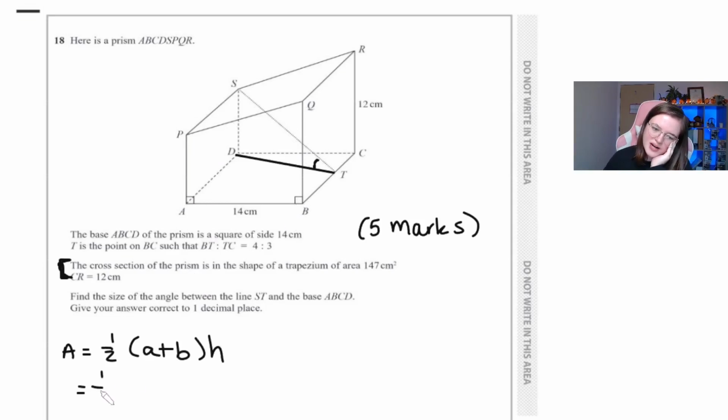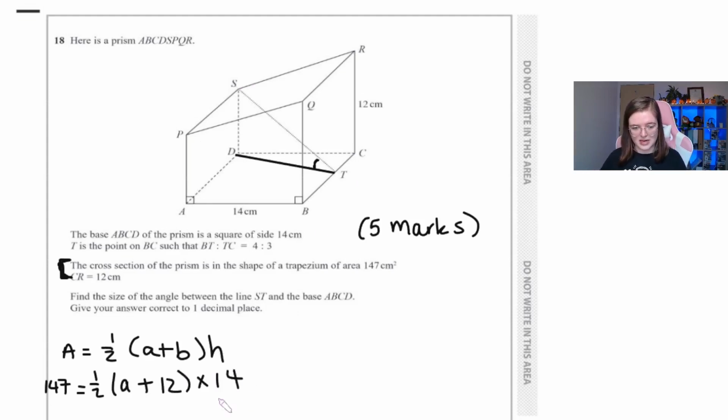So if we work backwards, now the area is 147, equal to a half of (A plus B) times H. B we know is 12, because it's the same as that guy back there. We don't know what A is, this line, like PA or SD, which is quite convenient because then we have one of the lines of our triangle. Don't know what that is yet, but we do know what RC is. That's 12. Times that by 14. So then we have 147.